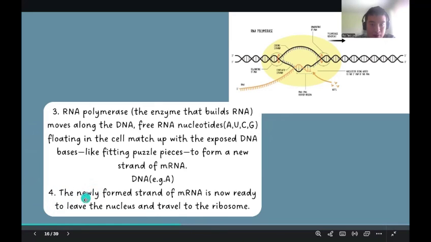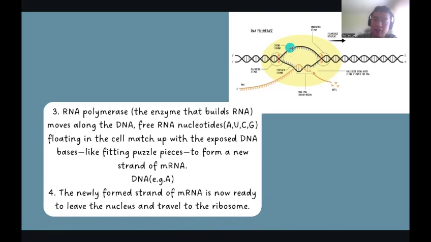And then the newly formed strand of mRNA is now ready to leave the nucleus and travel to the ribosome. To recap, the DNA is unzipped by helicase, and then the RNA polymerase makes the complementary pairs, and this strand is further modified in the next stage. So let's carry on.